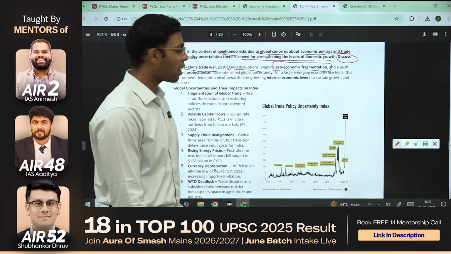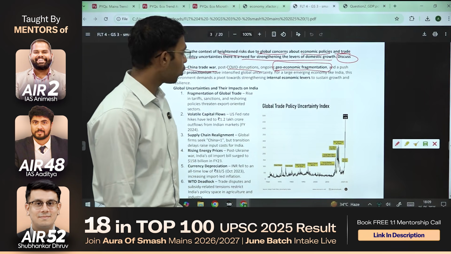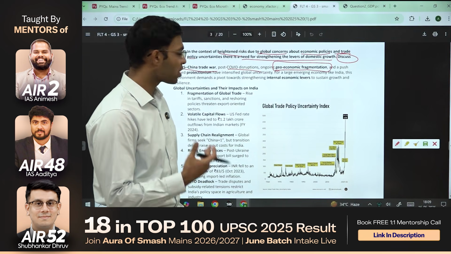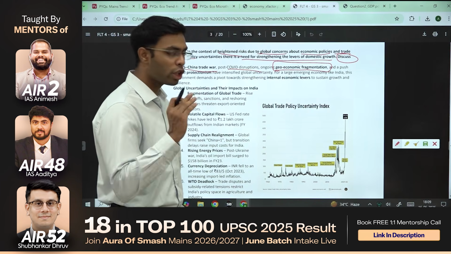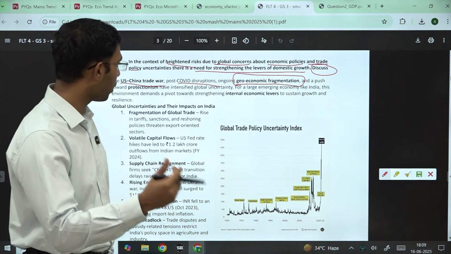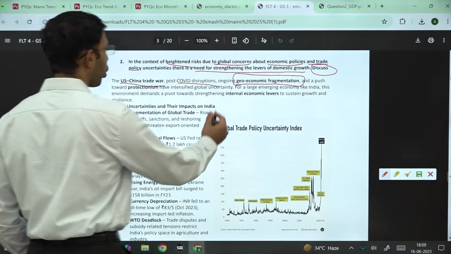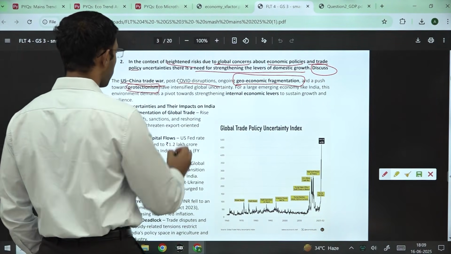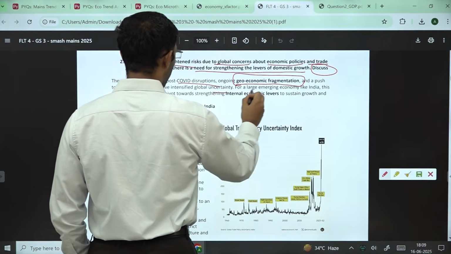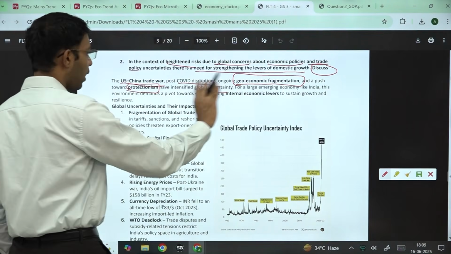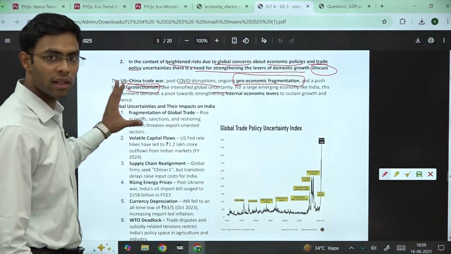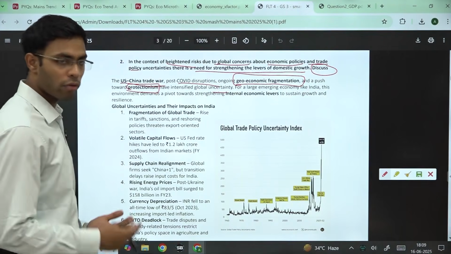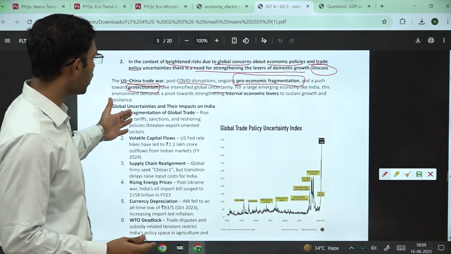Especially in economics, if I use a nice economics term, it gives the perception in my answer that it has a shade of economics and is very relevant to the GS3 paper. So, geo-economic fragmentation, protectionism, I would box this. Intensified global uncertainty for large emerging economies like India, and so on. So we have a nice, relevant, recent introduction to go into the question that is being asked.